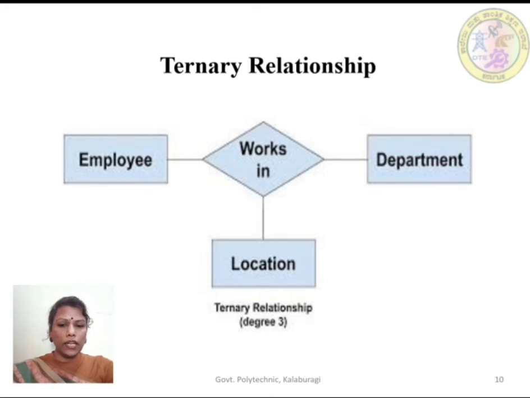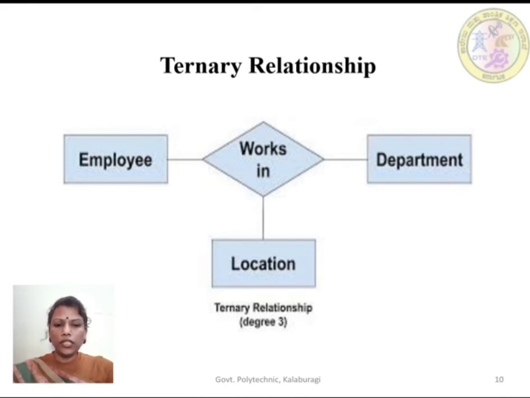Let's see our ternary relationship. Ternary relationship means 3 entity types participate in a relationship type. Here we have taken the example of employee as one entity type, department as another entity type, and location as another entity type. These 3 entity types are participating in a single relationship type, that is works in. So this is called a degree 3 relationship.